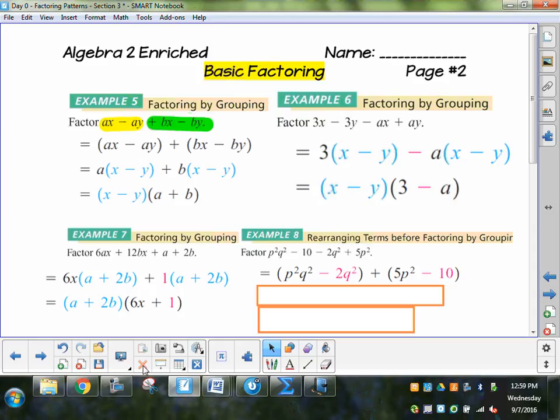Because watch what's going to happen if I arrange it in this fashion. Look at the first 2 terms, and hands up, please, if you can tell me what my GCF would be for the first 2 terms. Oh, wow, 1 person, 2, 3 of us. We can do better. Go ahead. And what's left then?